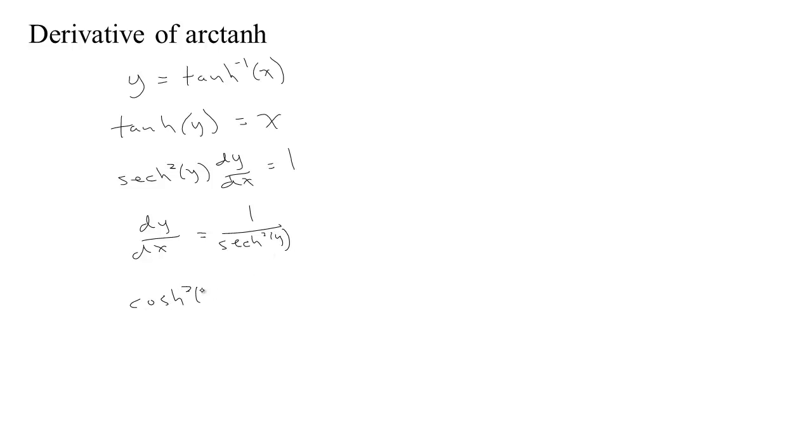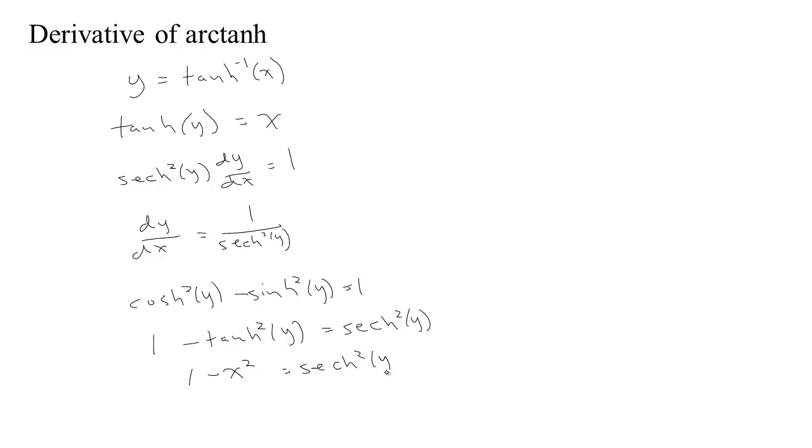However, because cosine squared y minus sine squared y is equal to 1, if we divide both sides by cosine squared, we find 1 minus the tangent squared of y is equal to 1 over the cosine squared, which would be the secant squared of y. So, we know that the tangent of y is x, so 1 minus x squared is equal to the secant squared of y.